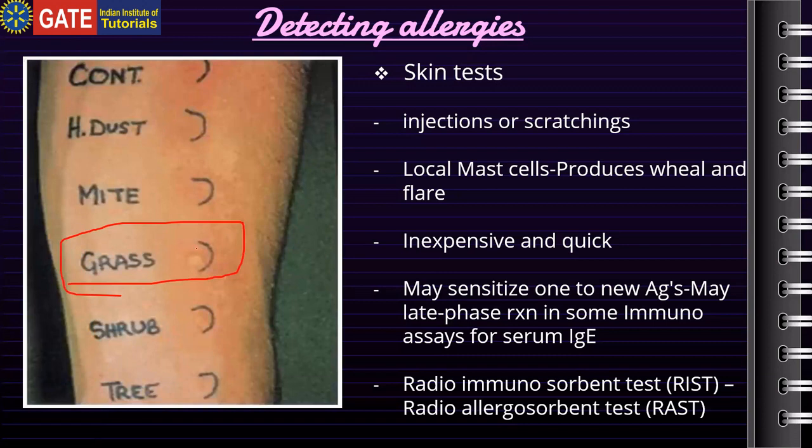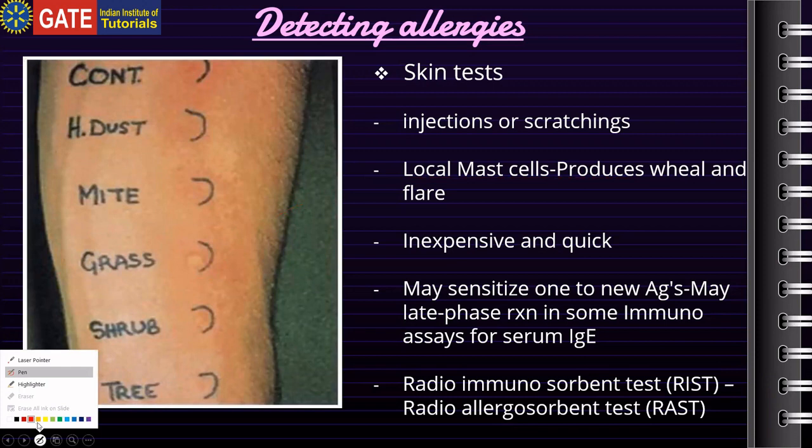At that particular area, more amount of the mast cells get accumulated, which indicates that the allergy is caused by the grass. But you can ask me, sir, is it really an accurate test? No, not at all. Now, let me tell you what is the disadvantage.